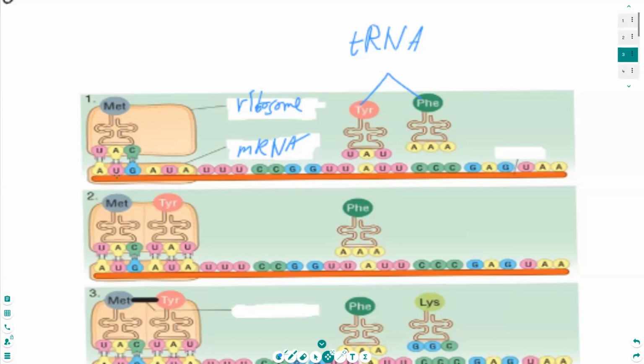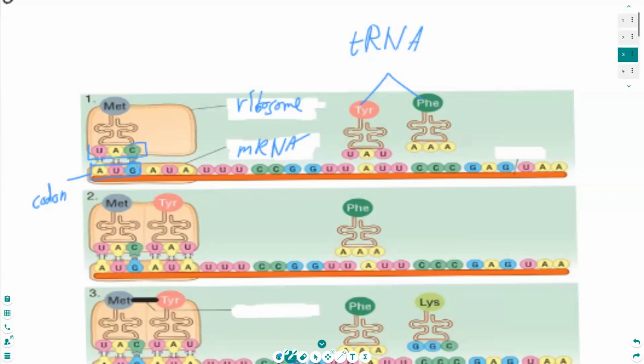So here we have the first codon on this particular mRNA: AUG. So this is one codon. The corresponding anticodon, which is this set of 3 bases here, is UAC. All tRNA molecules with the anticodon UAC will be carrying the amino acid methionine. So in it comes, you form temporary hydrogen bonds between the tRNA anticodon and the mRNA codon, and the amino acid is delivered.